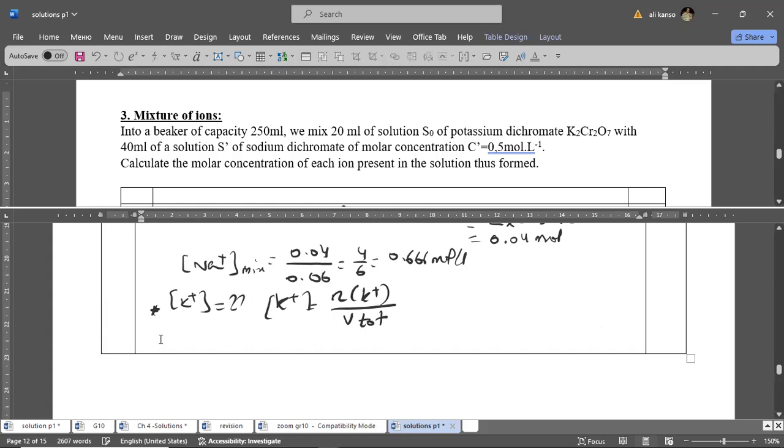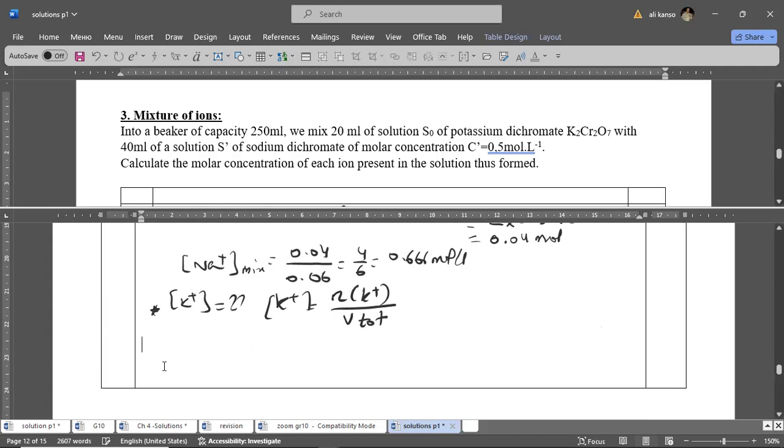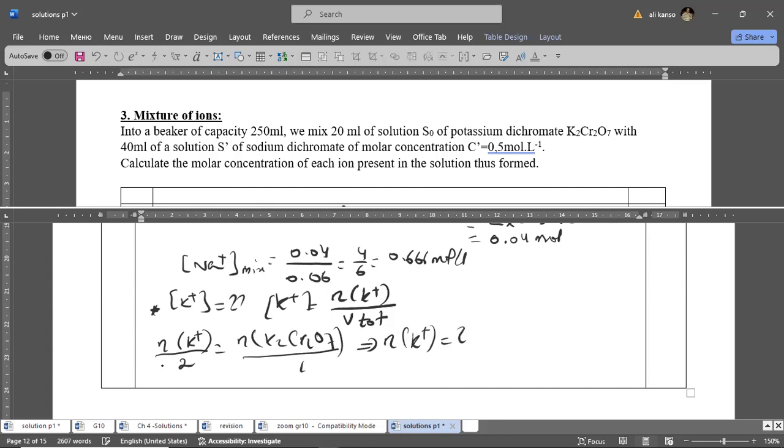How to calculate K plus and S prime? Now we can write N of K plus divided by 2 equal N of K2Cr2O7 divided by 1. So N of K plus equals 2 times N of K2Cr2O7, which is equal to 2 times C0 times V0.